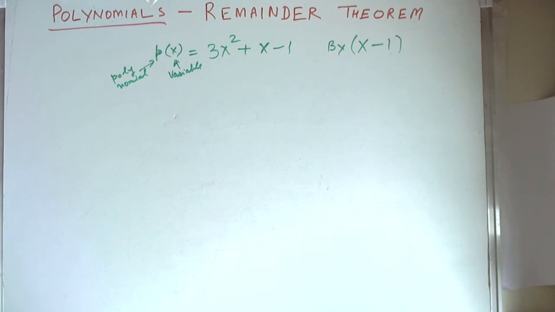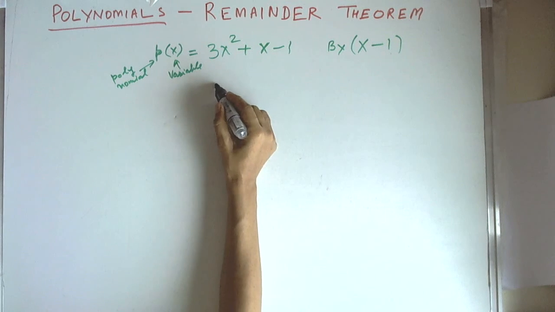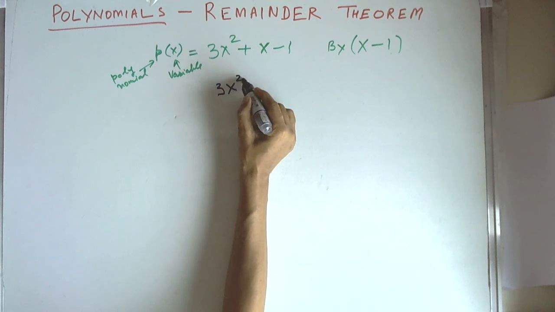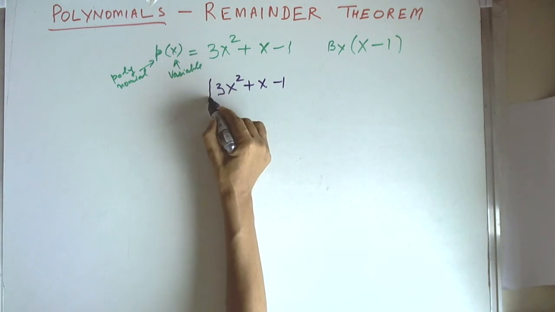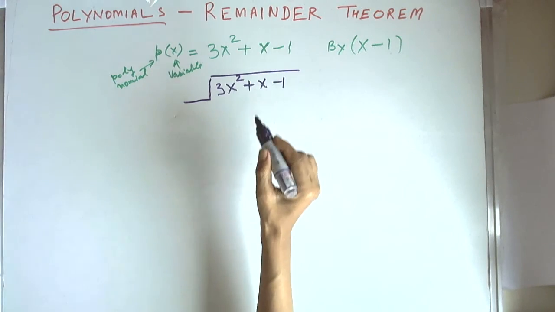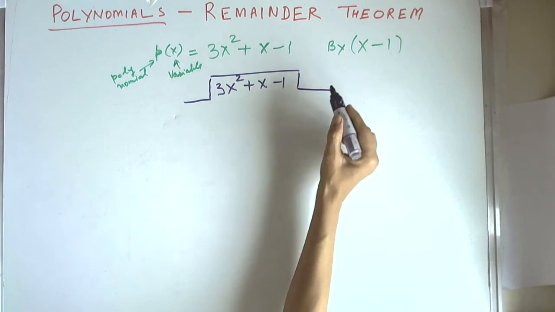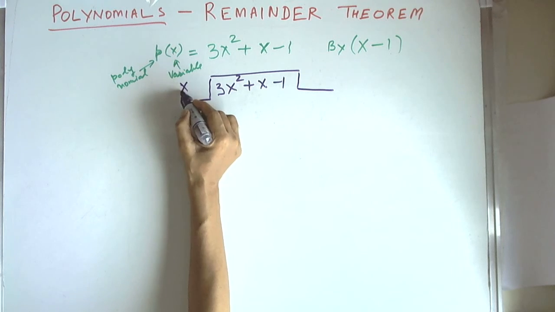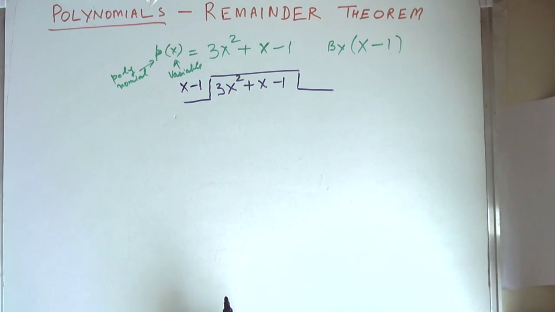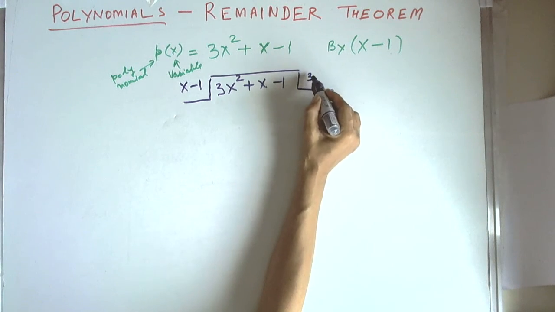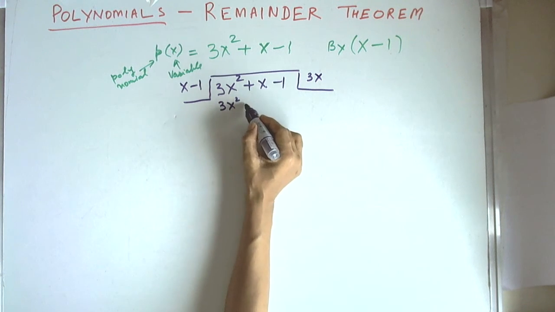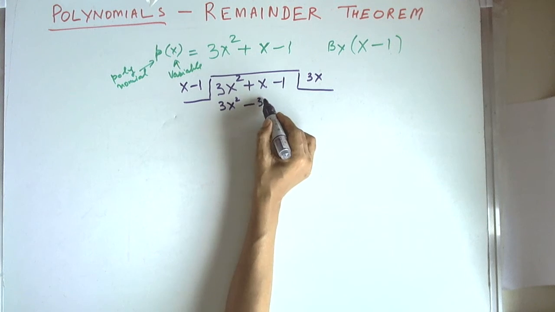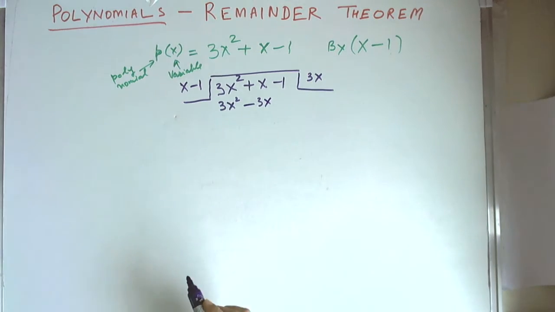So now how do we divide? We know the normal division, so we will follow the same. 3x square we will write like this, and then we will divide. So this side we will write x minus 1. So first it will go 3x. So here we will get 3x square, then minus 3x.